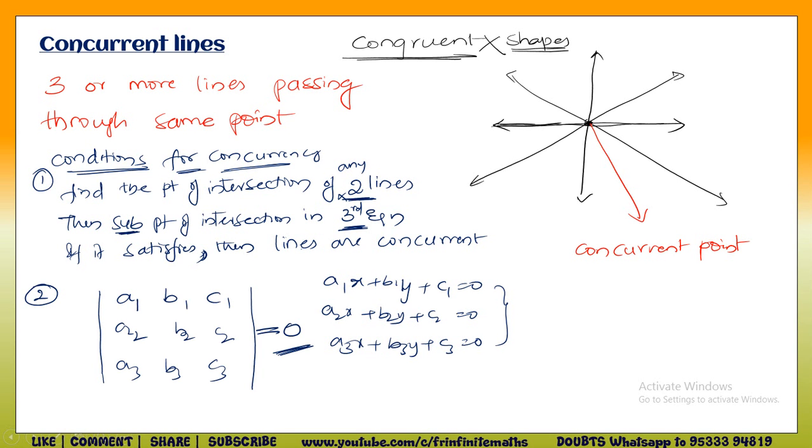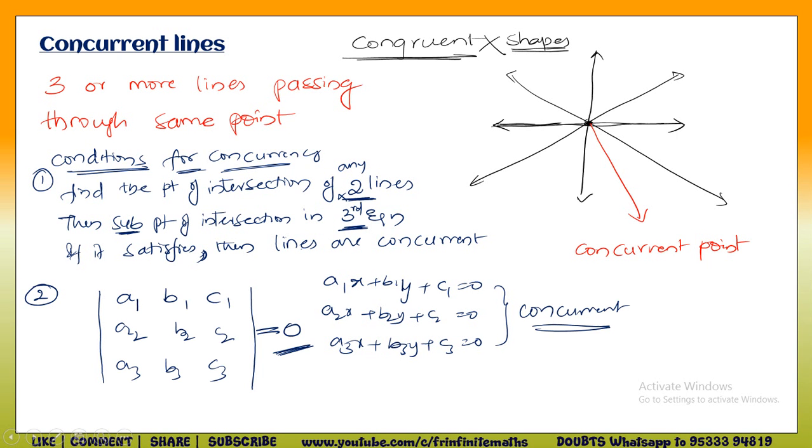If its determinant value is equal to 0, then we can say that the lines are concurrent. If the determinant is not equal to 0, then those lines are not concurrent. So likewise we can check for concurrency.